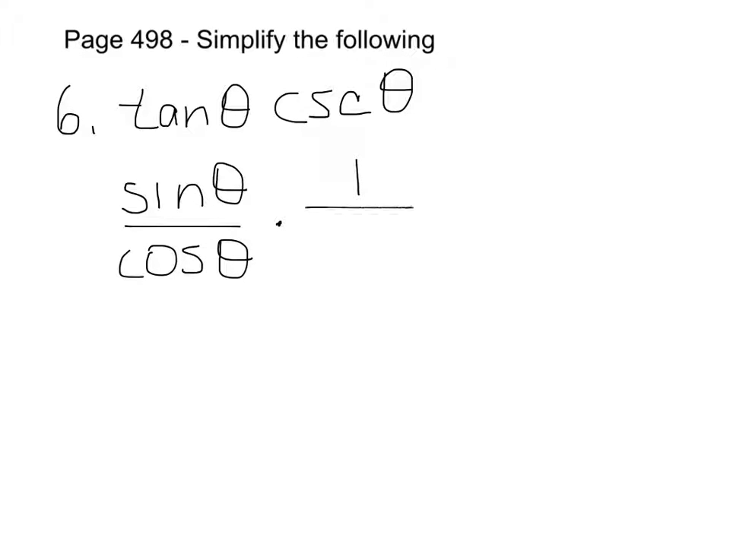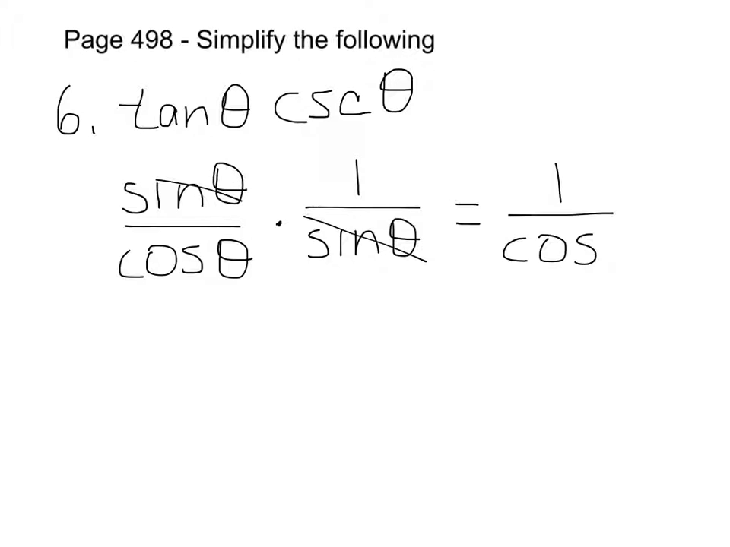Cosecant is 1 over sine of theta. And then just looking, I see I can cancel the sine with the sine, leaving me with 1 over the cosine of theta. And rewriting that, I get secant of theta.